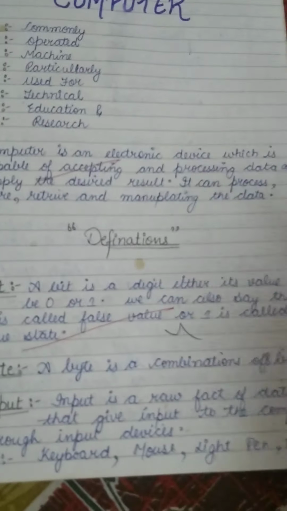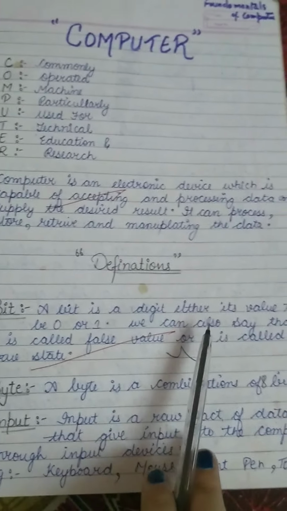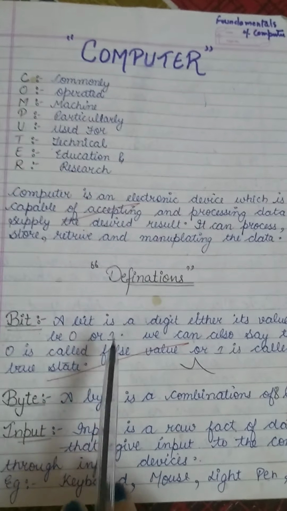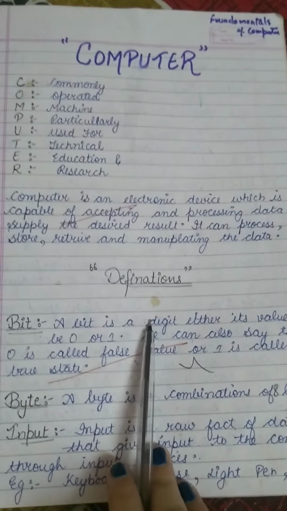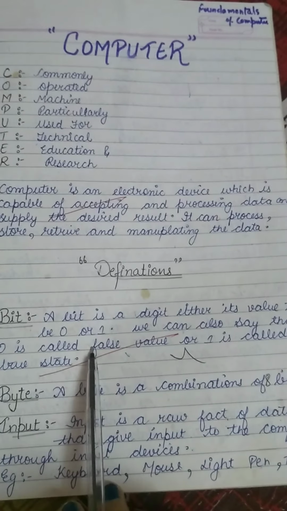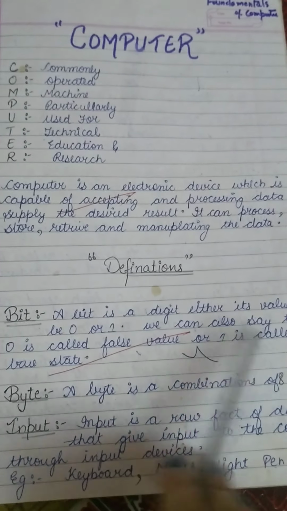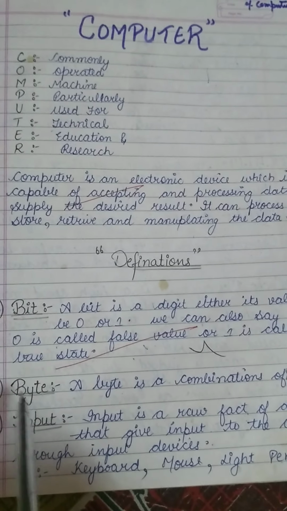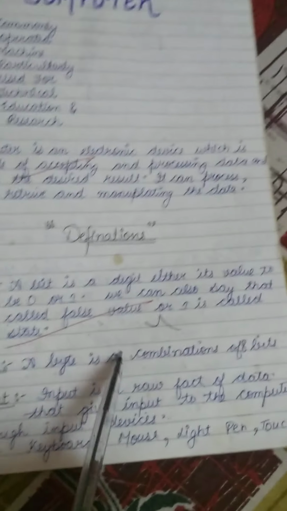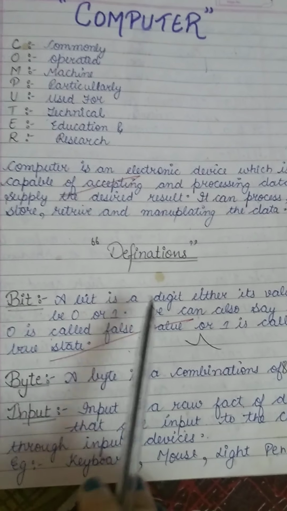Now comes the second definition used in computers, that is a bit. A bit is a digit whose value is either 0 or 1. Everyone knows that a computer only understands binary language, in the form of 0 and 1. We can also say that 0 is called a false value and 1 is called a true value. After the definition of bit, we come to byte. A byte is a combination of 8 bits. So this is the concept of bit and byte.